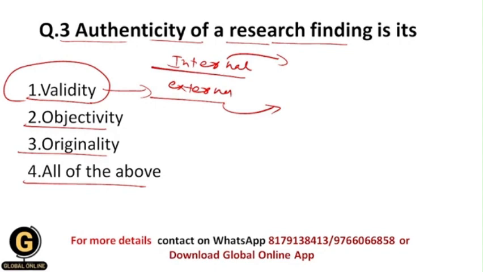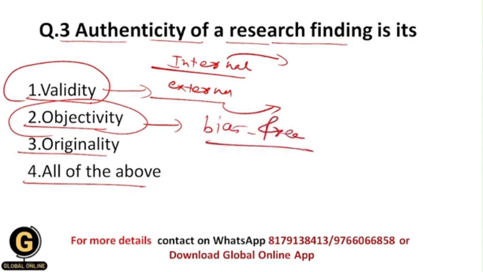Now next is objectivity. Objectivity means bias free. Whatever you are doing is done fairly, and you have a proper objective behind it.